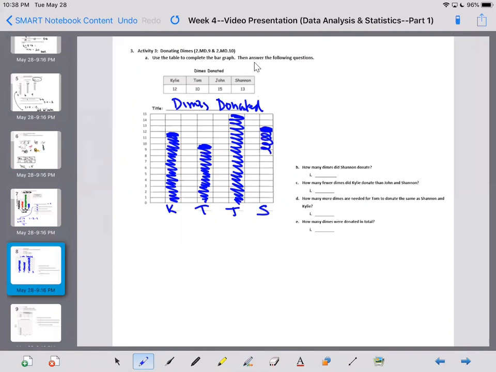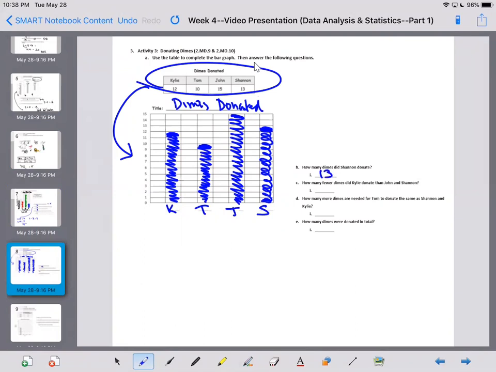So again, you see the vertical bars. And then we see our totals, and the totals are actually from the table, so we're just taking it from the table to a graphical representation. So how many dimes did Shannon donate? 13. How many fewer dimes did Kylie donate than John and Shannon?